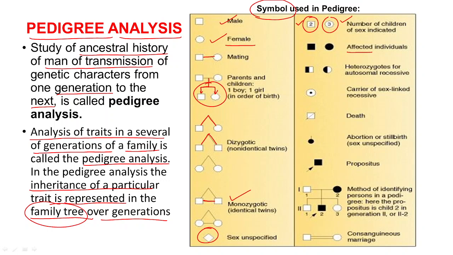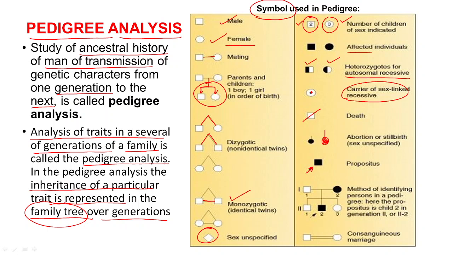If it is partly darkened like this, it is heterozygous for an autosomal recessive trait. If a dot is kept inside, then it is a carrier for a particular recessive trait. Death of individuals is written like this. Abortion or stillbirths are written like this, darkened inside. And the propositus is represented by giving an arrow mark.